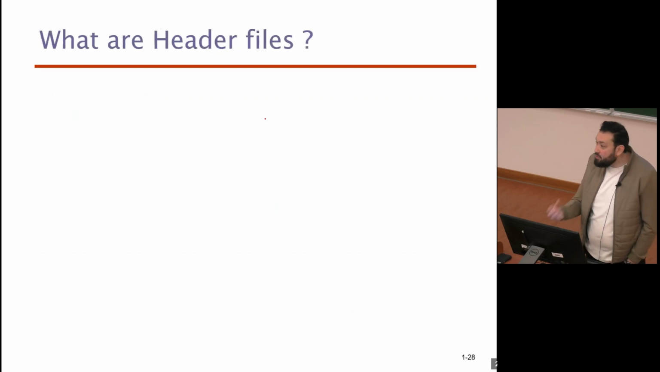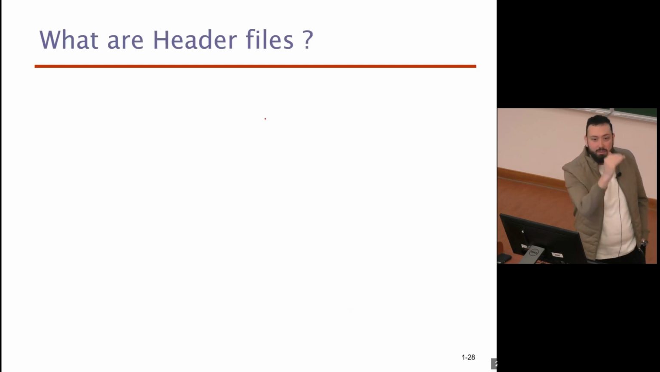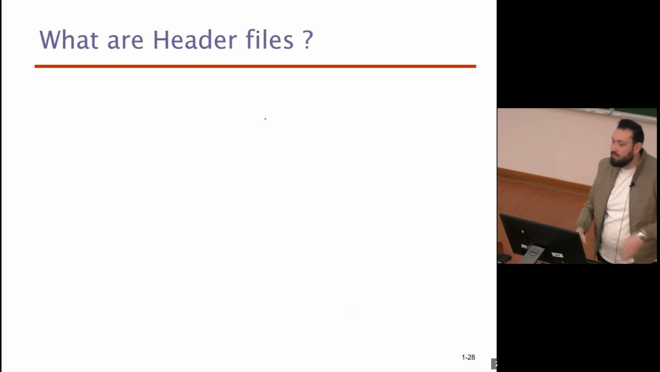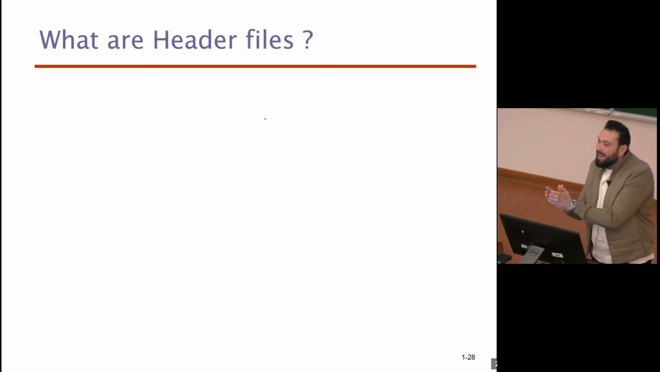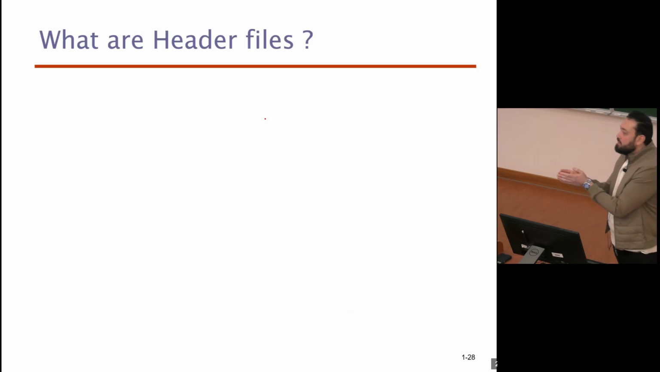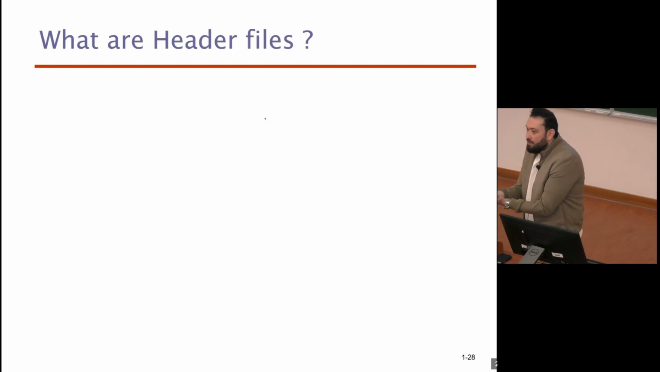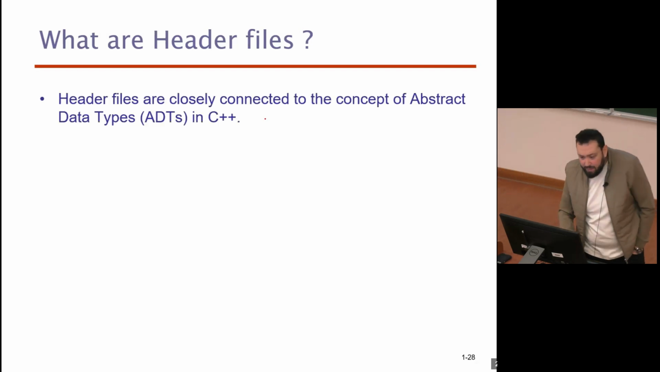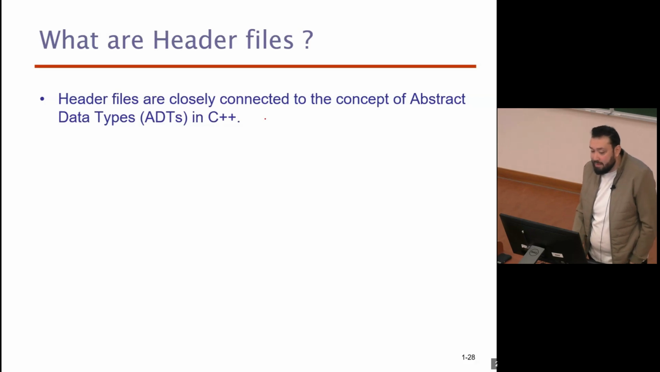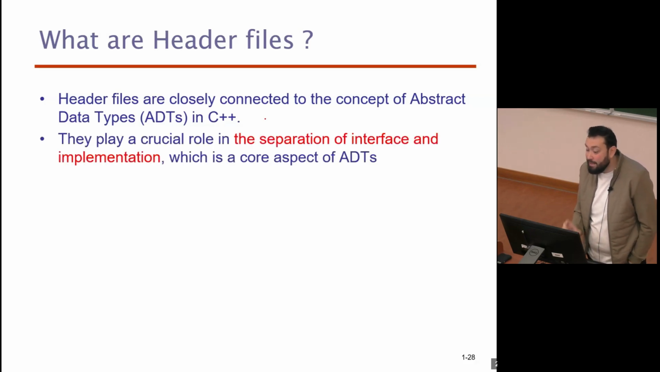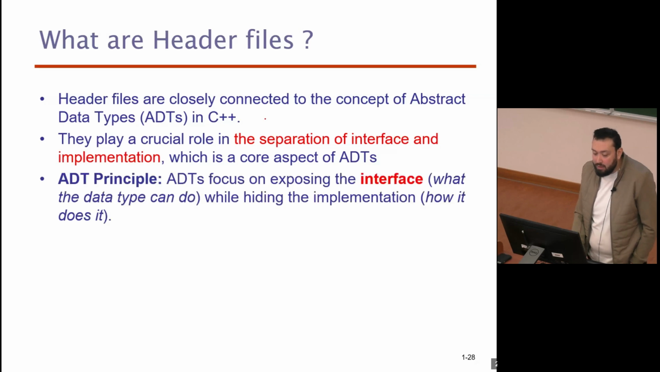What are header files? We mentioned the header files. If you remember, we said it is part of which main thing? It's the interface. Are we going to allow this programming language to have a physical separation between the defining things? Header files are closely connected to the concept of abstract data type. They play a crucial role in separation of interface and implementation. We said the ADT focuses on exposing the interface and hiding the implementation.